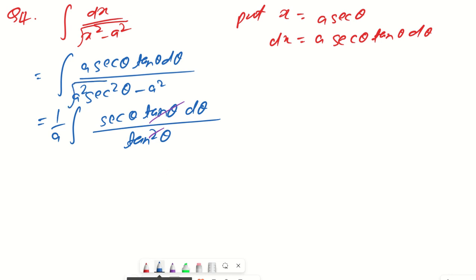I have to put a square root here, and this way I am going to get a square root of tan square theta down, and in that case 1 by a will not be there. Okay, so this is very simple. Now this a square root will be there, so a by a will come, so that will get cancelled. So we are going to get square root of sec square theta minus 1, so that will become tan theta only. So that tan theta will get cancelled with this tan theta, so we are remaining with only sec theta, right?